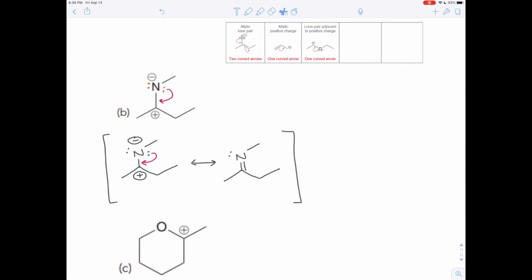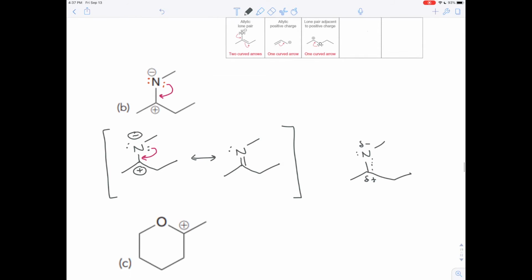So the true molecule never looks like this, never looks like this. It always only looks something like that. With partial positive and negative charges and a partial bond there, an in-between bond, a bond stronger than single but weaker than double. And the fact that you have resonance means this bond is more stable and more rigid.